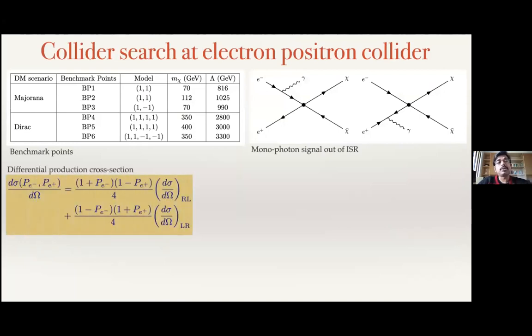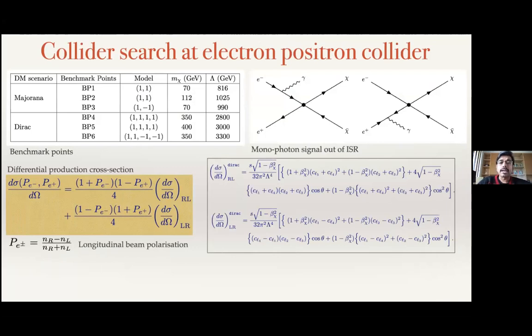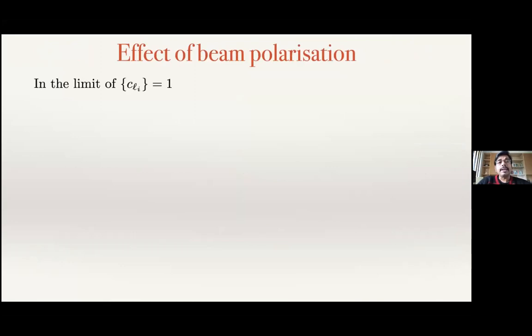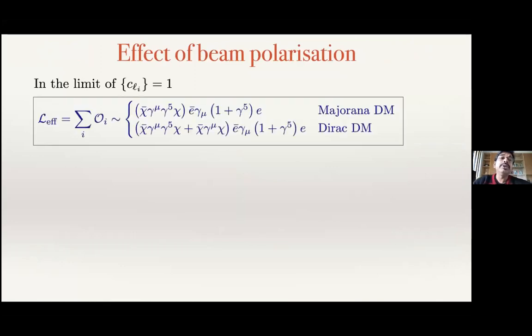So the differential production cross-section with respect to the longitudinal beam polarization can be written in this part. And then you can calculate it with respect to all the Wilson coefficients that you have introduced in your model. And then the total production cross-section can be written in this particular form. And then importantly, we see that if you choose all the Wilson coefficients of the order of 1, then the total amplitude, or L effective, because you have to add all the matrix elements together, right?